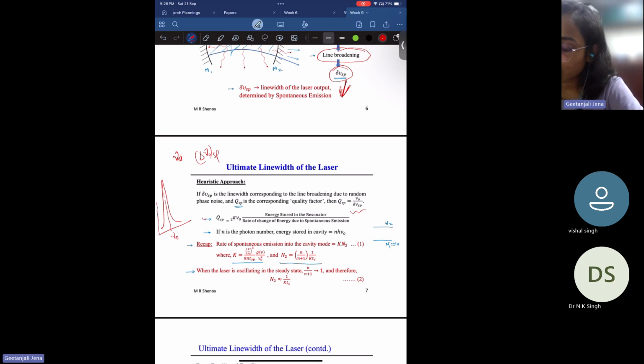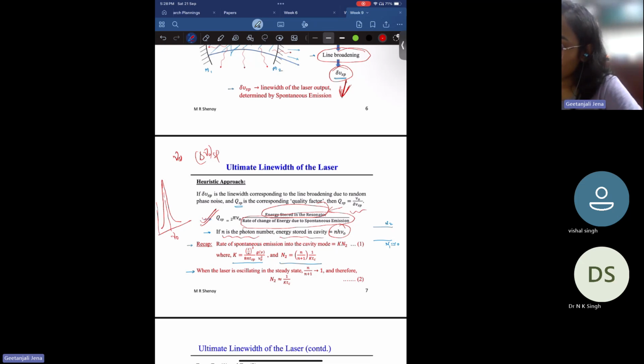And the formal definition of quality factor is 2 pi nu zero times the energy stored in the resonator divided by the rate of change of energy due to the spontaneous emission. So now we are only seeing the spontaneous emission part. And let us say for a particular time we have n number of photons in the system. Then the energy stored around this frequency nu zero will be n h nu zero. So we have calculated the energy stored in the resonator.